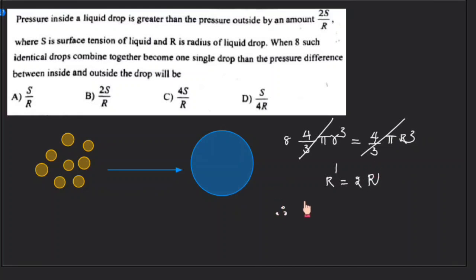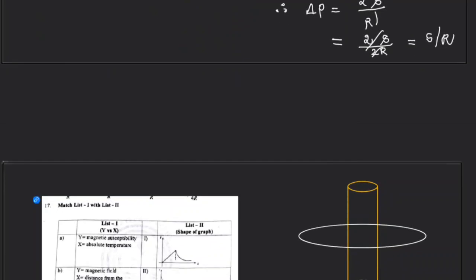So now, what is the excess pressure formula? Delta P is equal to 2S by R, where R is nothing but R dash. Therefore this can be written as 2 into S by R dash, which is 2r. So therefore you will get the answer as S by r. You will get the answer as S by r, right?